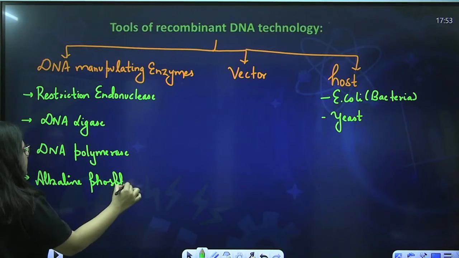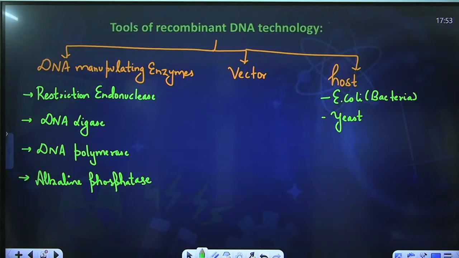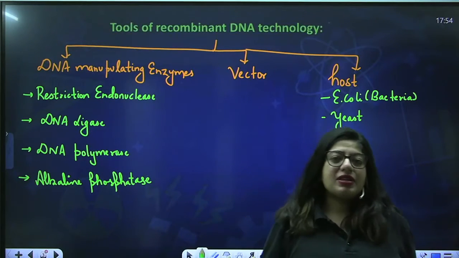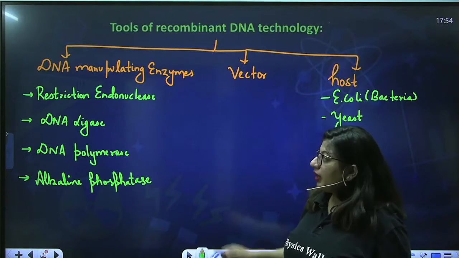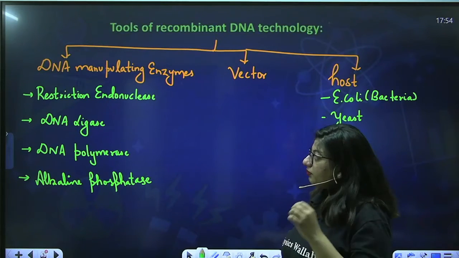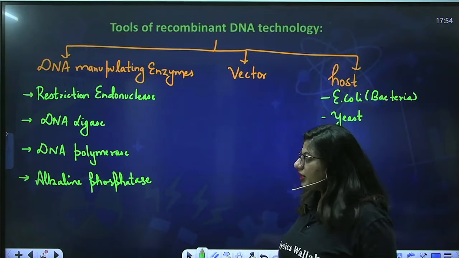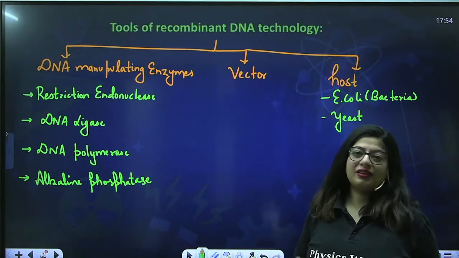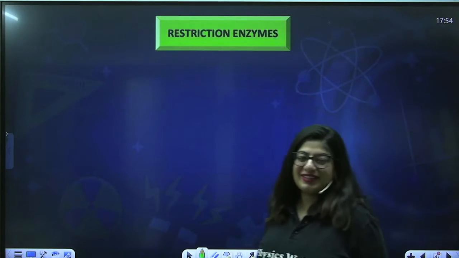Today we'll only be discussing the enzymes, right? So there are three basic tools: enzymes, vector, and host. Enzymes help in the manipulation of DNA: cut it, join it, replicate it, all these things. There are four important enzymes in total: restriction endonuclease, DNA ligase, DNA polymerase, and alkaline phosphatase. The vectors, which are an important topic, we'll be discussing in later classes, okay? Anyways, let's get started with your restriction enzyme.